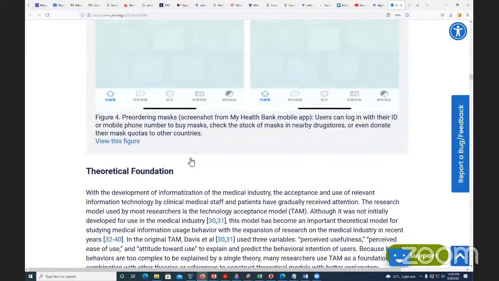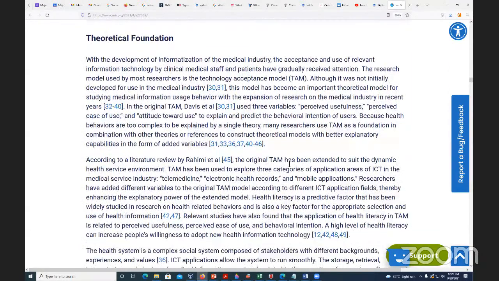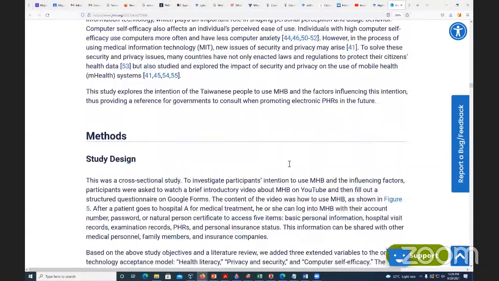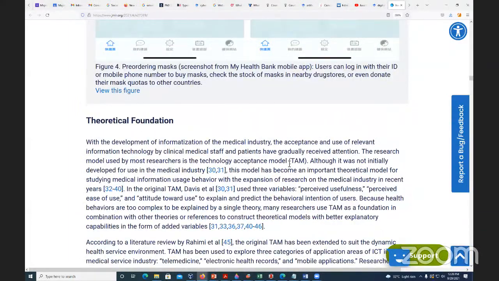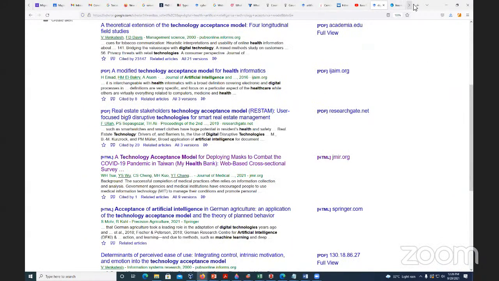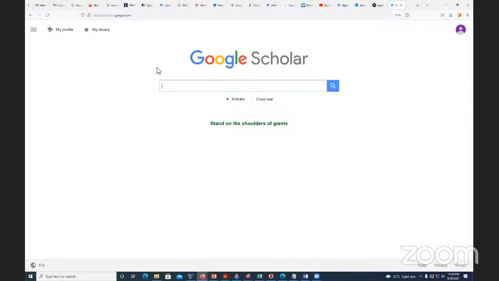Okay, just to show you, they used a model, the technology acceptance model. That's the one they use. For this paper, which we're going to do in a second, we're not going to spend all the time on it. So just to show you, let me give you a 2-second look. Back to Google Scholar again. I'm going to show you another one.